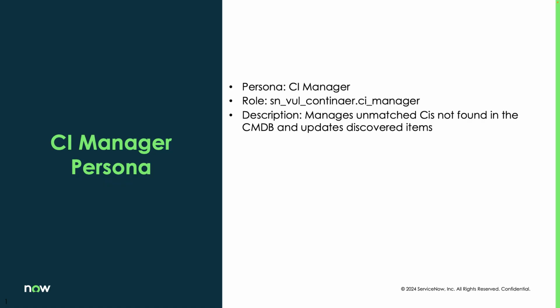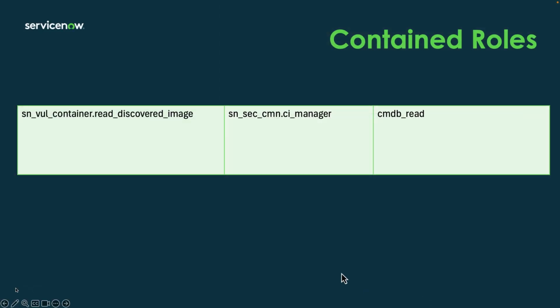Okay, next we have the CI manager. You can see that they have the ability, right, to manage any of the unmatched CI records and the discovered container images that are associated to container vulnerability response. Right, and you can see they have these three roles here.